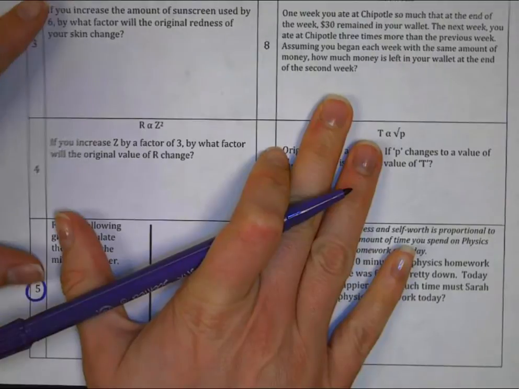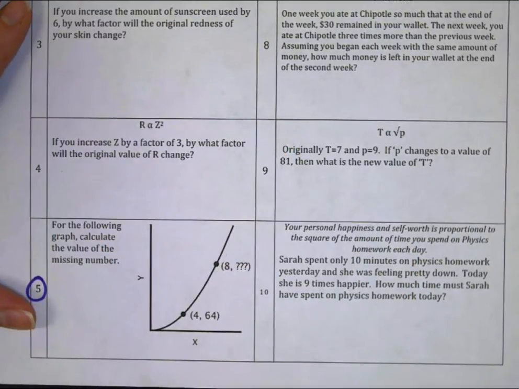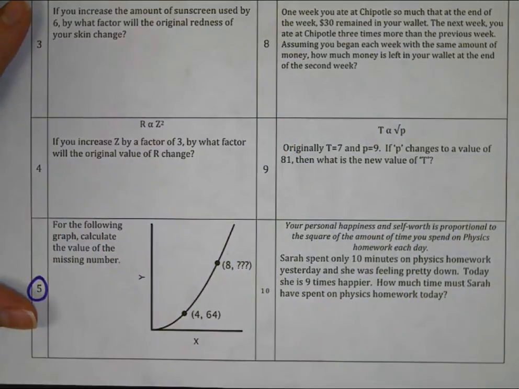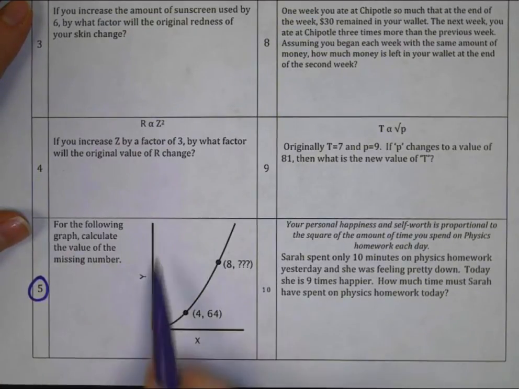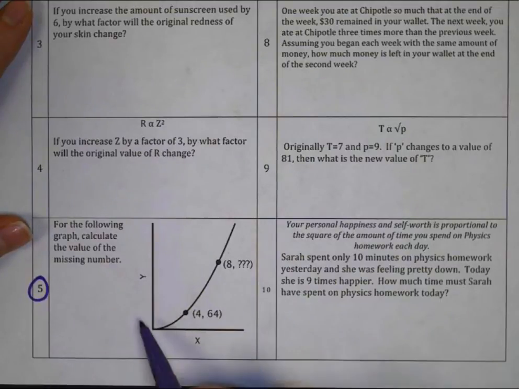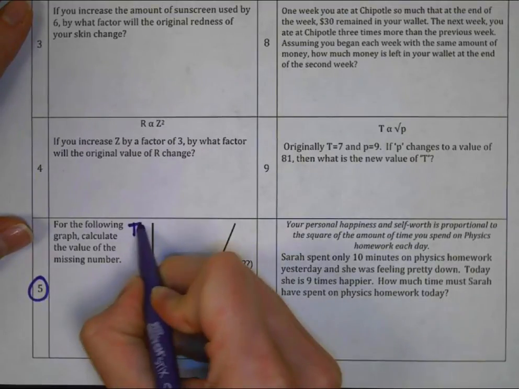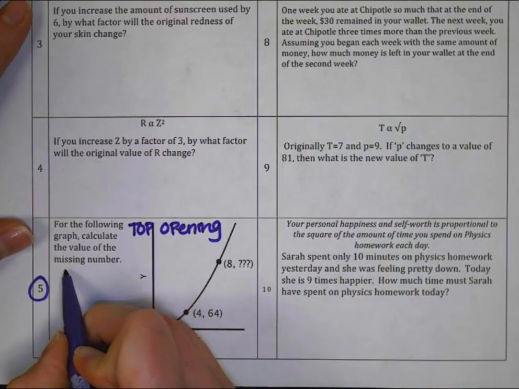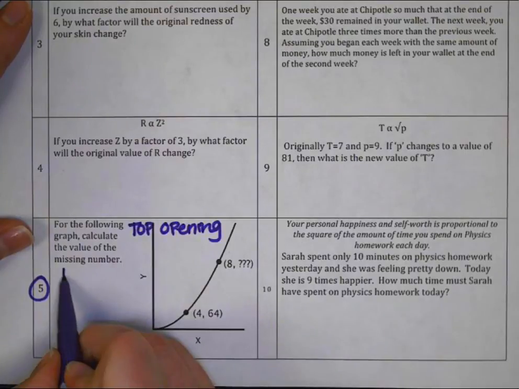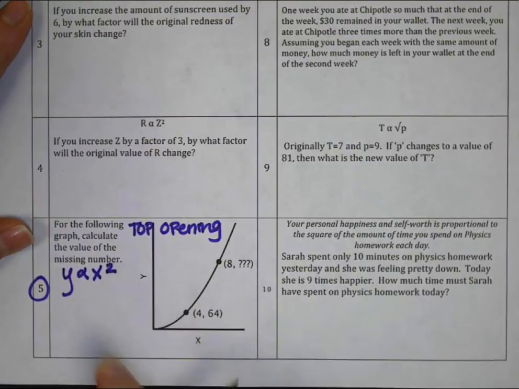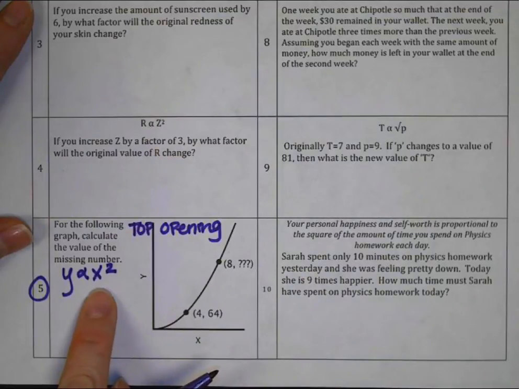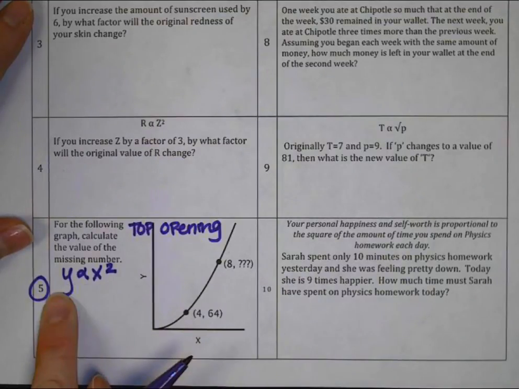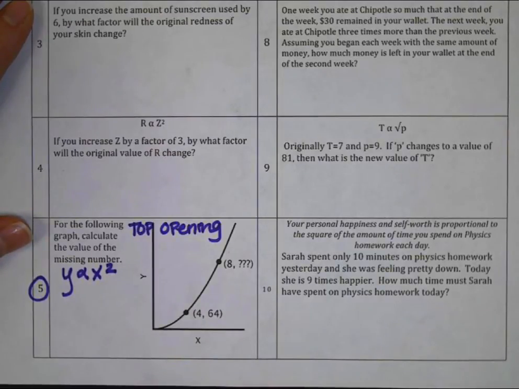Number 5 is another type of problem. It's still getting at the same idea. In this one, we have to take a different approach to it. This one doesn't tell us the proportion, but it does give us a graph shape. Notice that this shape looks like a top opening parabola. So that proportion is y is proportional to x squared. So just like on the front, if we change x by any factor, y will change by the square of that factor. So let's take a look here.